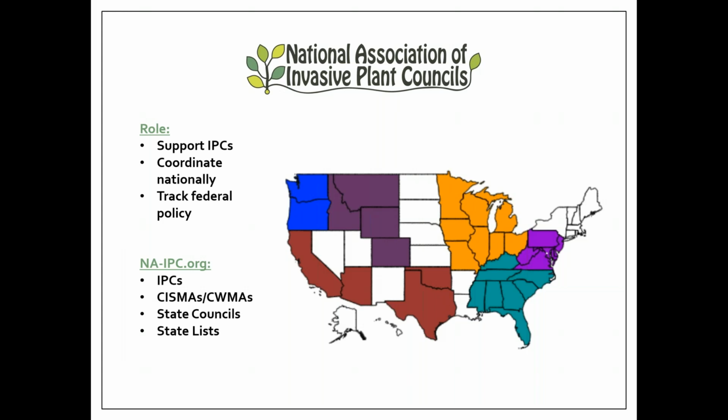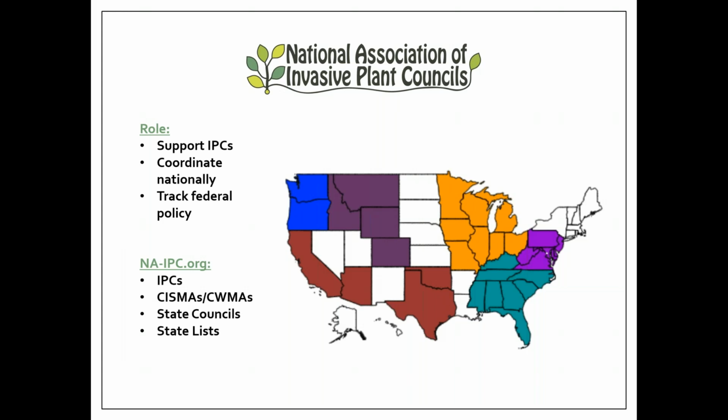It's all volunteer. The role of National IPC is to support IPCs across the country, and the map to the right shows the latest map from the website na-ipc.org of where IPCs are, to coordinate national efforts, which is what today's webinar is part of, and to track federal policy. To the degree that we can keep up with things that are going on in DC, often through the National Environmental Coalition on Invasive Species, which involves environmental NGOs, we try to have a voice on invasive species issues of relevance.